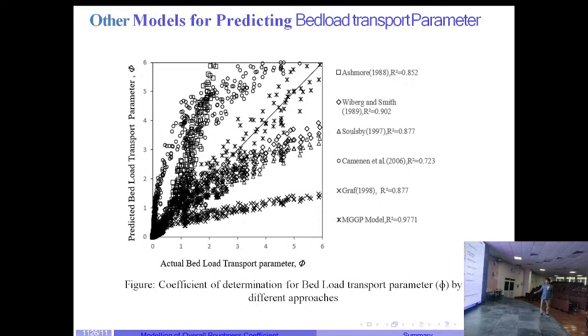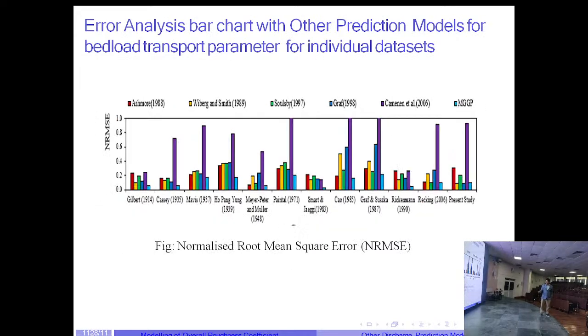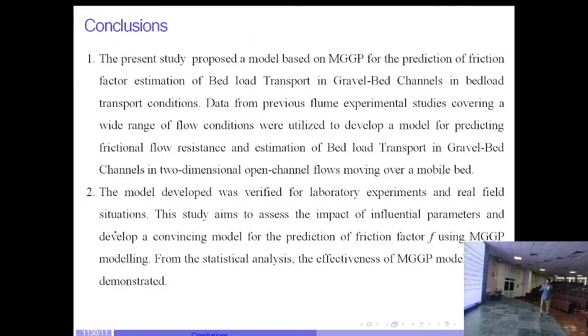Finally, you see 0.977 with all the data existing in the literature. In terms of absolute error, root mean square error, every aspect, we have proved our developed models. So these are the conclusions, whatever I told. Just summarizing our conclusions.